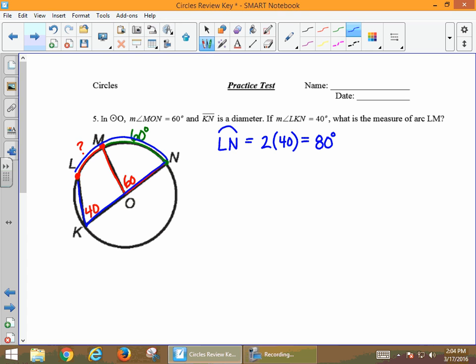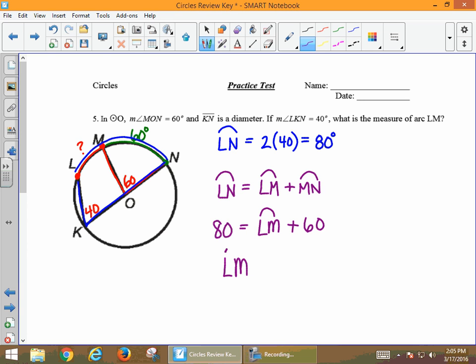Well, now if I have that big arc LN, then it's easy to see that big arc LN is just two small arcs added together: arc LM and arc MN. So here's my equation. Arc LN, I just said, was 80 degrees. Arc LM, I'm trying to find. Arc MN, we found right at the beginning, is 60. So I can subtract 60 on both sides. Arc LM, 80 minus 60, is 20 degrees. That takes us through page 1 of the practice.